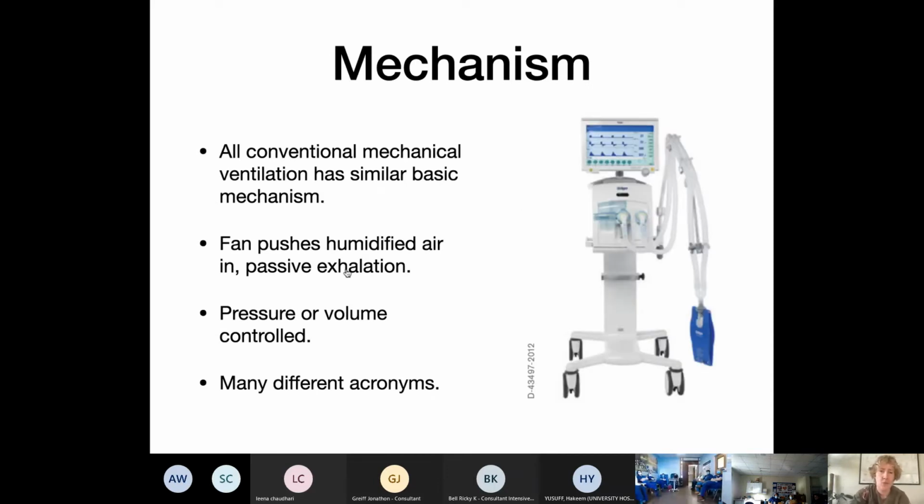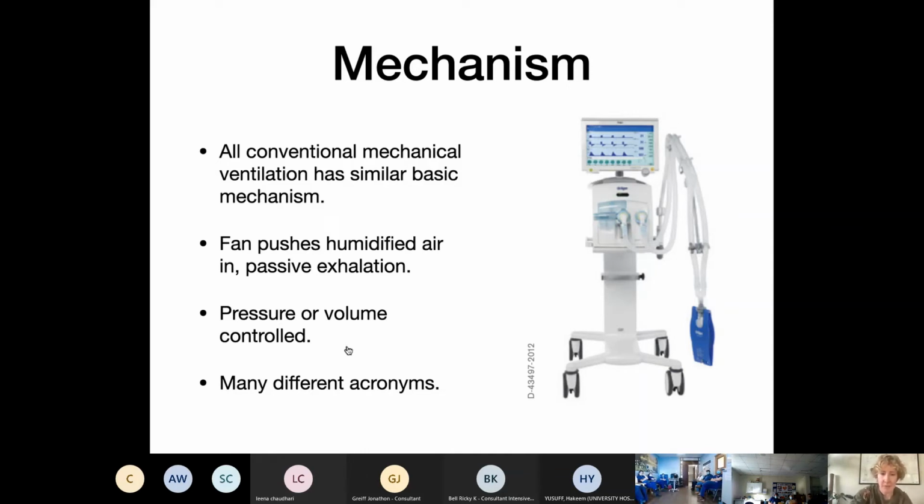So, a mechanism: all conventional mechanical ventilation has a similar basic mechanism. A fan within the box pushes humidified air, often via a humidifier that you'll see attached to the base of the ventilator unit. Then there's passive exhalation, and it can be pressure or volume controlled.